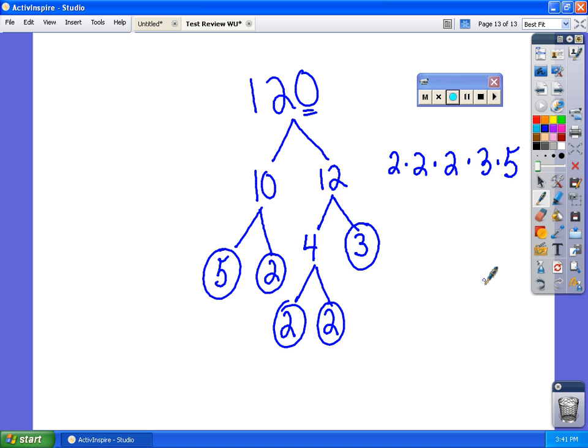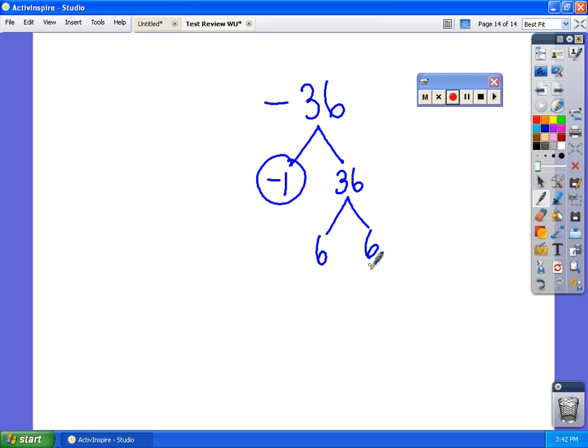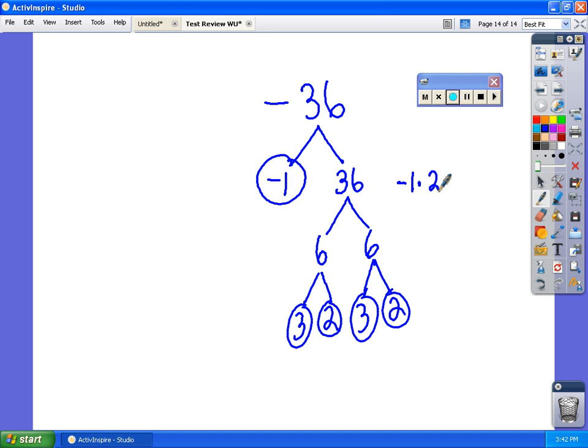We could also do this with negative numbers as well. And negative numbers are really, really easy because all you have to do in the very beginning, let's say I had negative 36. The very first thing you always want to do is separate it into negative 1 times the positive 36. And you count that negative 1 as a prime factor. And then we're going to keep going until we get into its prime factors. 6 could be broken down into 3 and 2, and that 6 could be broken down into 3 and 2. So the prime factorization of negative 36 is negative 1 times 2 times 2 times 3 times 3. And again, that's the prime factorization of that number.